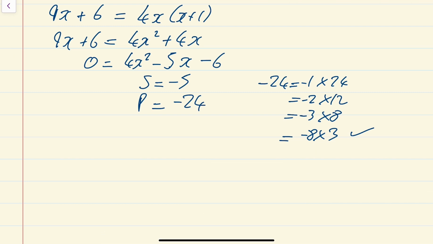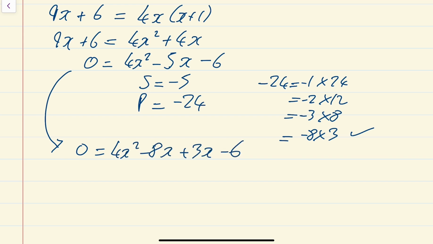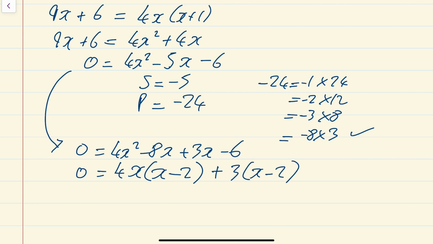So if we factorize this, you will get this. We can rewrite it as 4x squared minus 8x plus 3x minus 6. Then factorize the first two terms completely. 4x can come out, leaving x minus 2. Over here, you can pull out a 3 from the last two terms, leaving x minus 2. You know you're on the right track because you have the same common bracket.